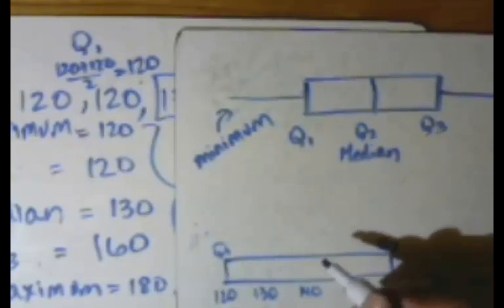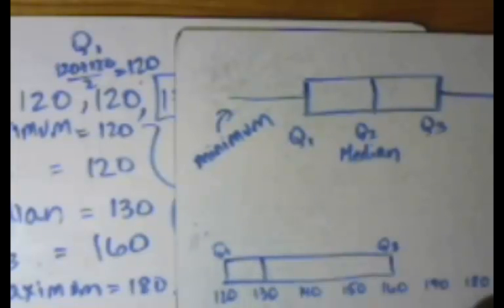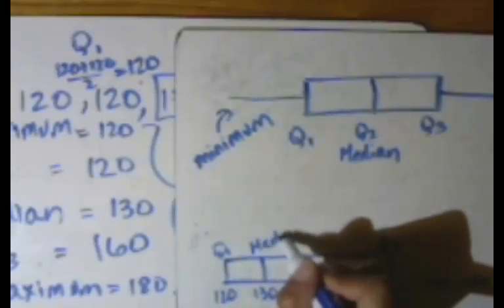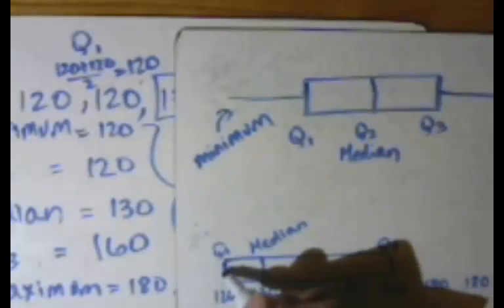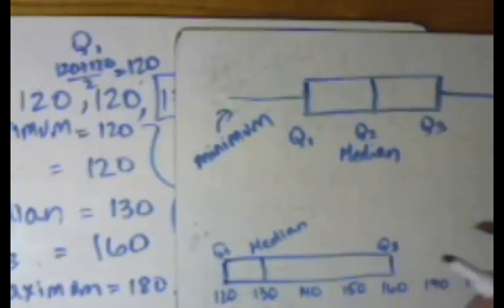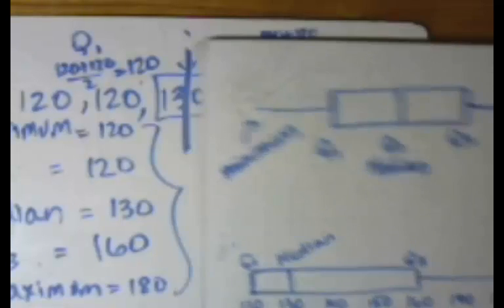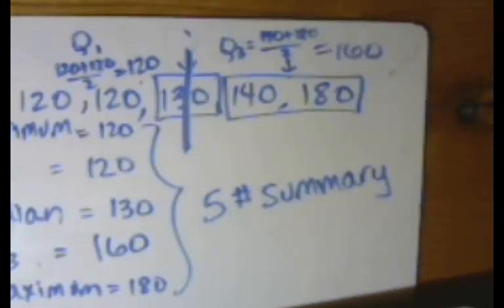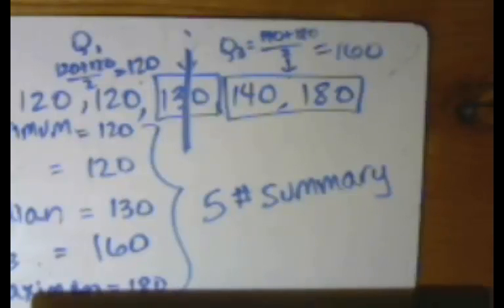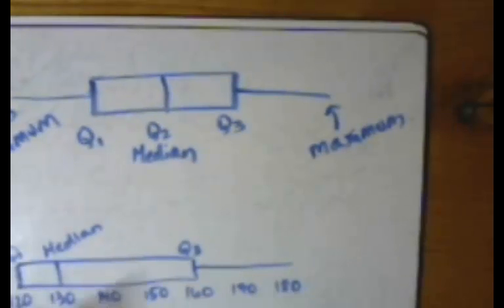Q1 is 120, Q3 is 160. The median is 130. I don't have to draw any whiskers to the left because we are already at the minimum. However, I do have to draw a whisker to the right because we have one value of 180. So that would be the box plot for these 5 numbers.